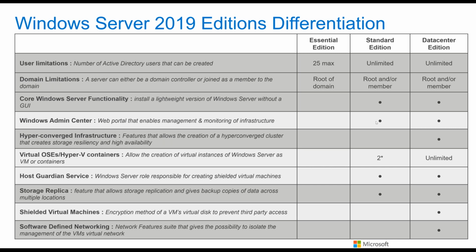Also, if we look at different other features, which is really important right here, we're looking at hyperconverged infrastructure and software-defined networking, which is only part of the Data Center Edition. And also, we need to look at the virtual machine. So once you have a need to run virtual machines in your server environment, you will have to move from Essential Edition to at least Standard Edition.